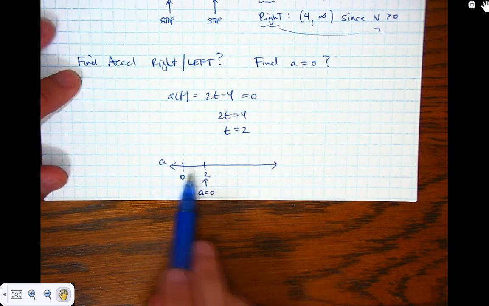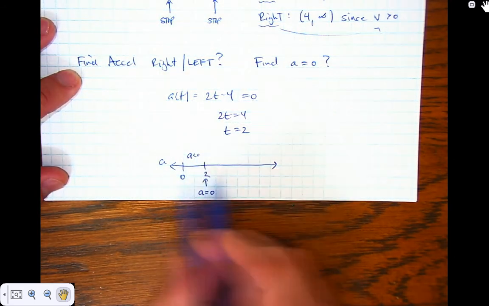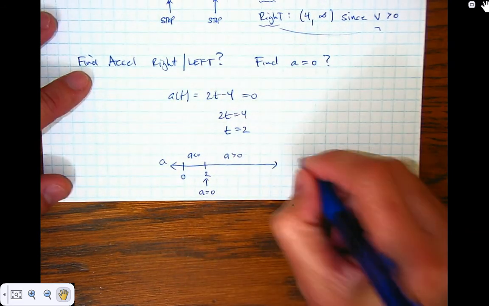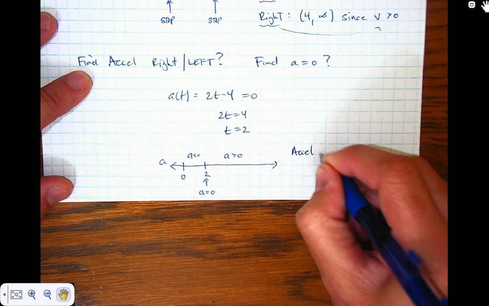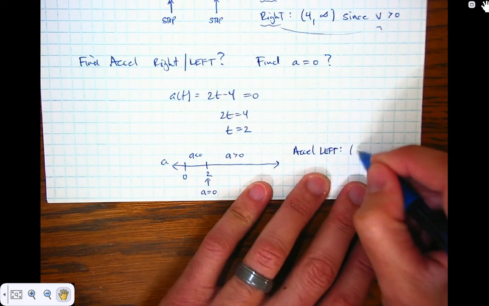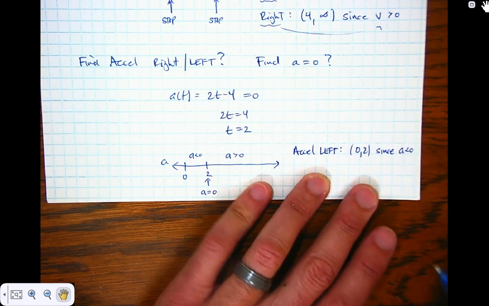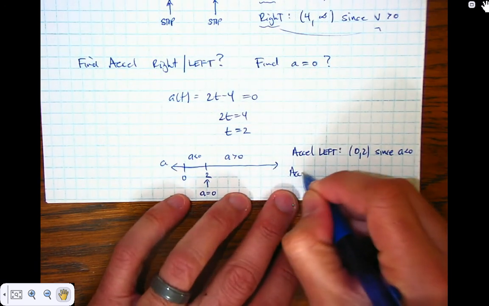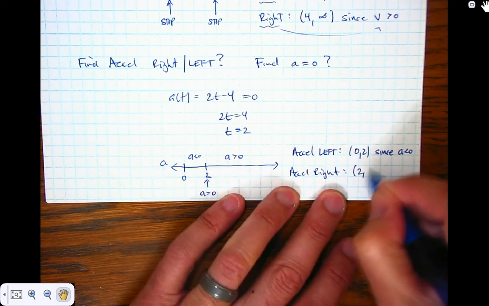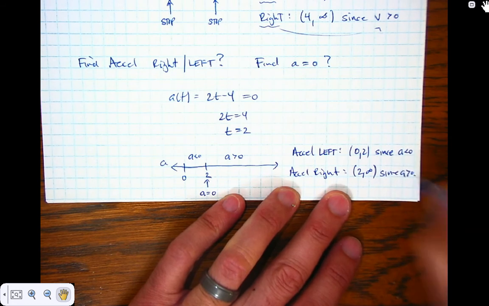Okay, so what's happening at time 1? Well, at time 1, the acceleration will be negative. And at time 3, 6 minus 4 gives us a positive value. And so you would say accelerating left, again in interval notation, from 0 to 2. How come? Since A is negative. And then you would say accelerate right from 2 to infinity, since A is positive.